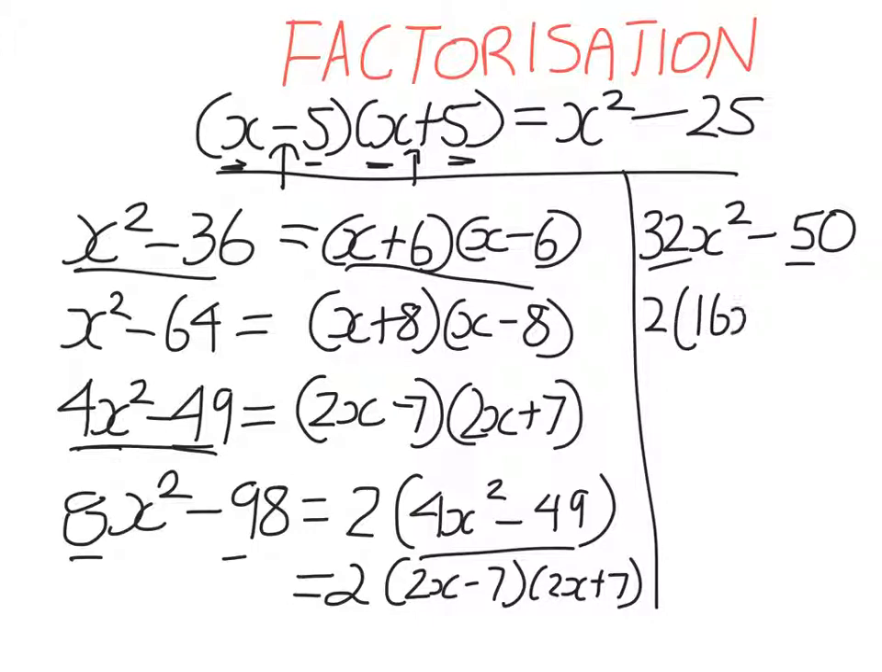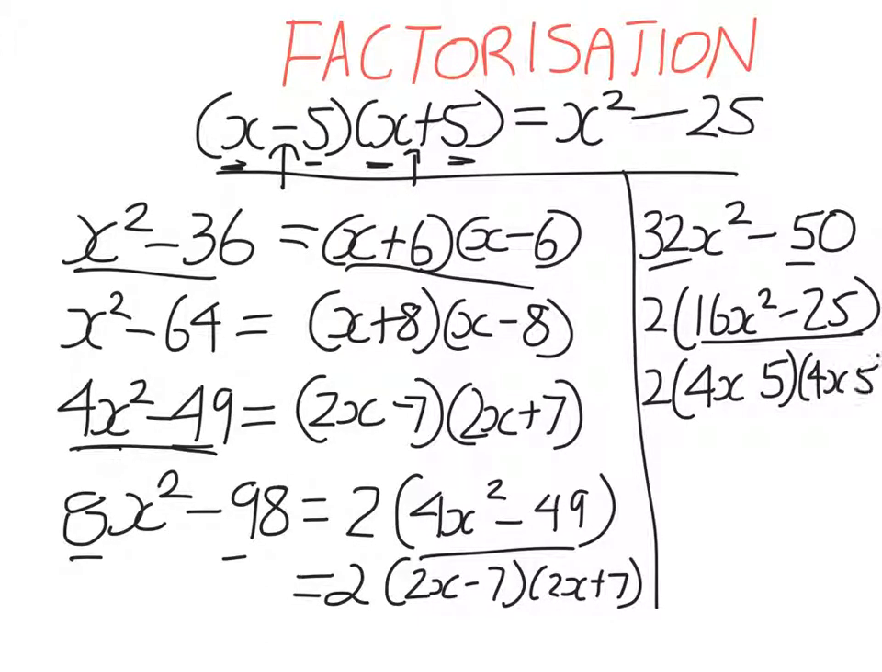So I take that out. And then I use the difference of two squares on this part here. So the square root of 16x squared is just 4x. Square root of 25 is 5. So both brackets have a 4x and a 5. Just make one a minus, one a plus. How easy is that?